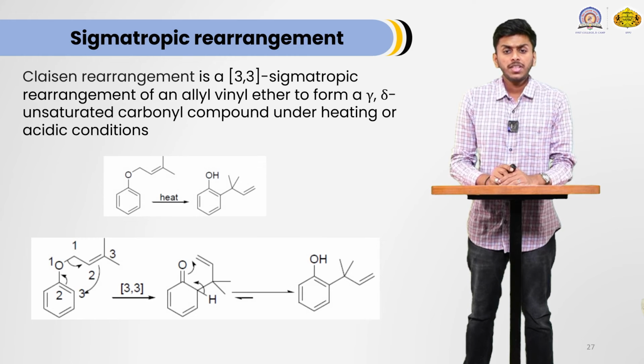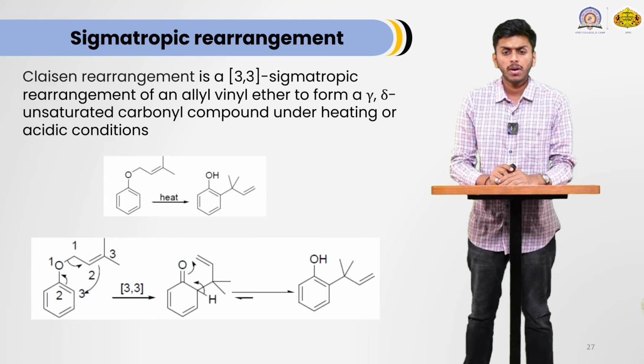Claisen rearrangement is a 3,3 sigmatropic rearrangement of an allyl vinyl ether to form an unsaturated carbonyl compound via heating or acidic condition. Here is the mechanism of a sigmatropic rearrangement. Here the ether functional group is converted into a kind of substituted phenol.